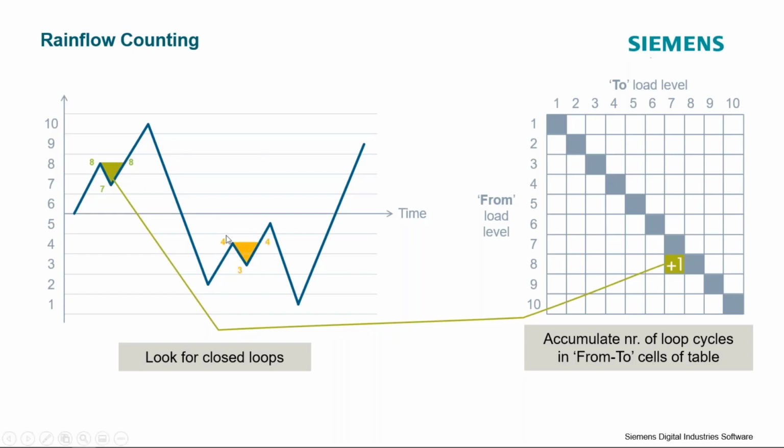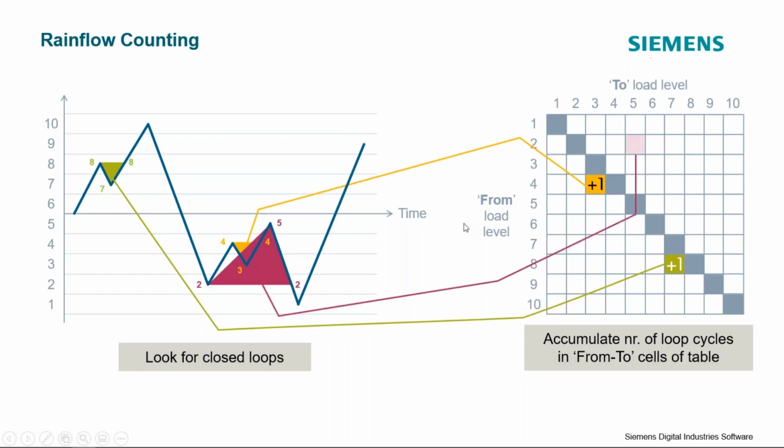I could then continue going through this time history looking for these reversals. I've got another one here from 4 to 3 back to 4. I could plot that in my table. And then continuing on, I see I have a point here from 2 up to 5, back down to 2. And I would plot that in my rainflow matrix. And I would go through my entire time history looking for these load cycles.